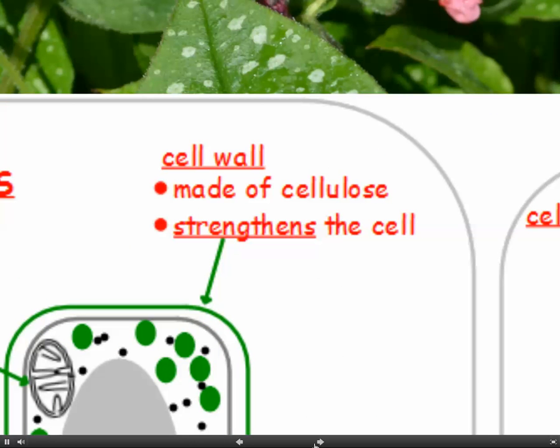The cell wall is made of cellulose, which is a type of carbohydrate, and the function of the cell wall is to strengthen the cell. Now people write all sorts of funny things for the function of the cell wall. They say protect the cell, hold the cell up, hold the cell in, contain the contents. None of those will get you the mark in AQA. It strengthens the cell, nothing else strengthens the cell.